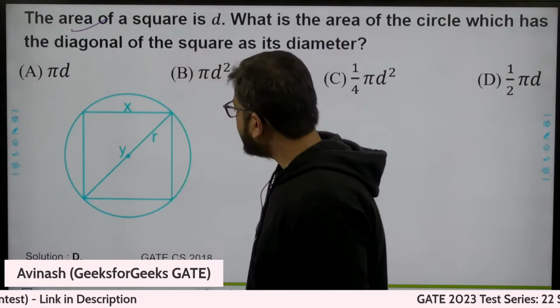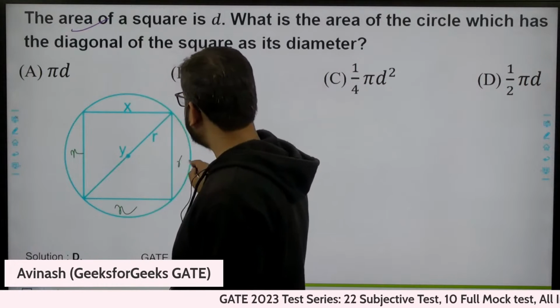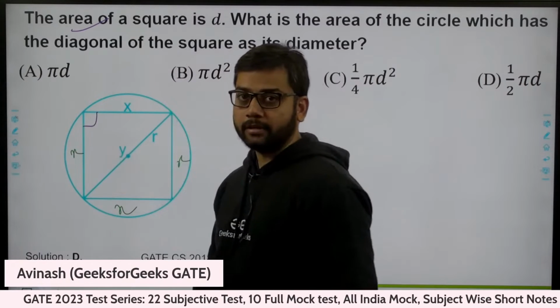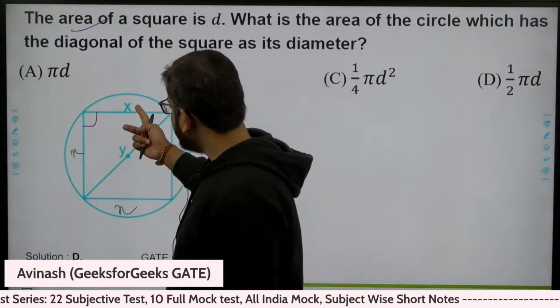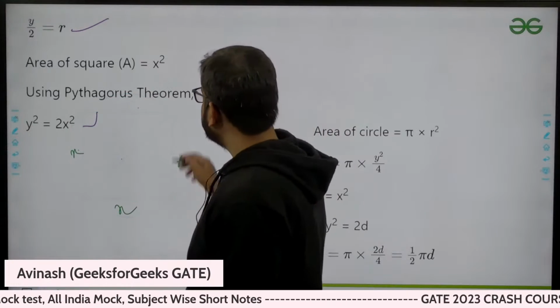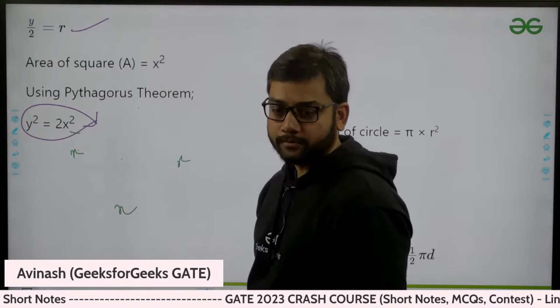From the Pythagoras theorem, this side is x, this will be x, and this will be x, and this angle is 90 degrees, as we all know. So we can write x squared plus x squared is equal to y squared. So y squared is equal to 2x squared, from the Pythagoras theorem.